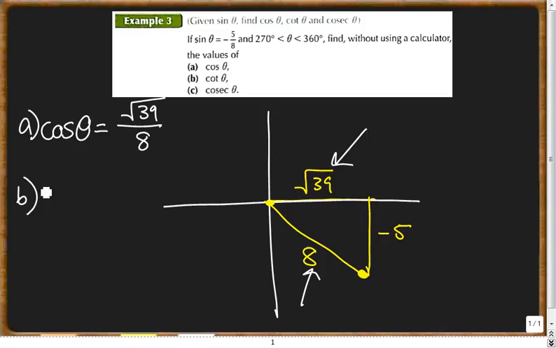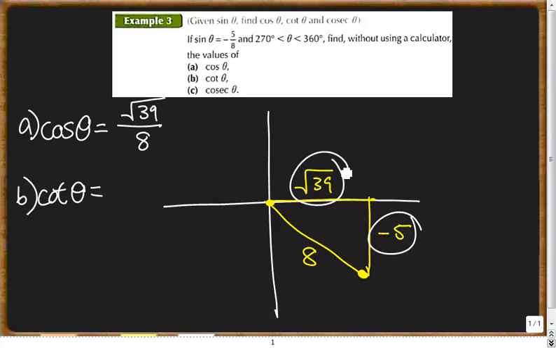B says, what about the cotangent? Well, cotangent is the inverse of tangent, which tangent, remember, is going to be y over x. So instead of y over x, we do x over y. So we're going to get the square root of 39 over negative 5.